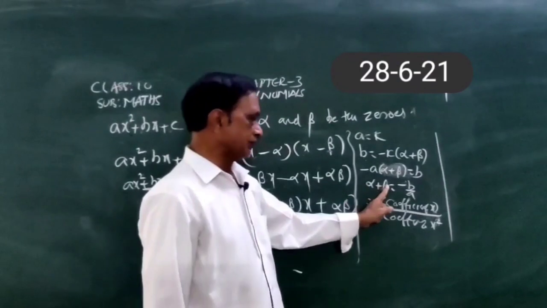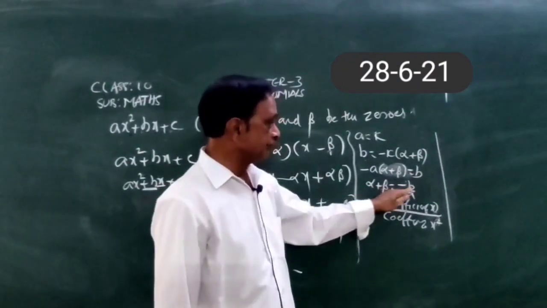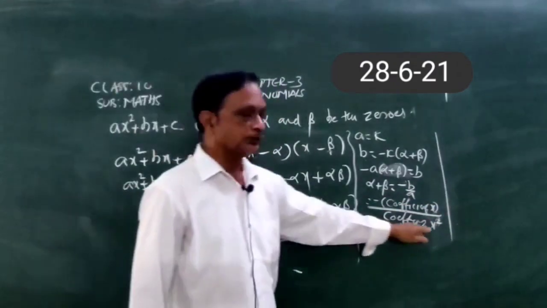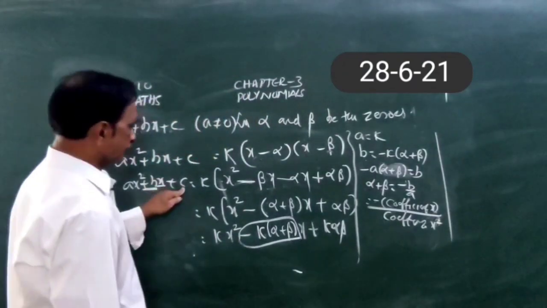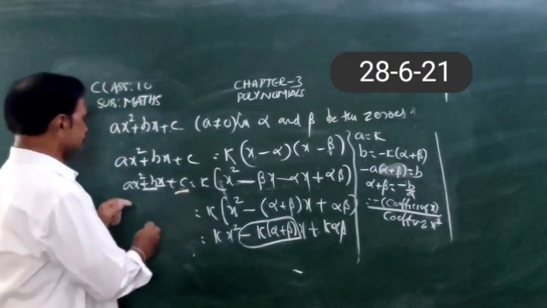We proved that alpha plus beta equal to what? Minus b by a. Where minus b stands for what? Coefficient of x. And a stands for what? Coefficient of x square. Now, what is the value of c here? K alpha beta. Here constant is what on the left hand side?